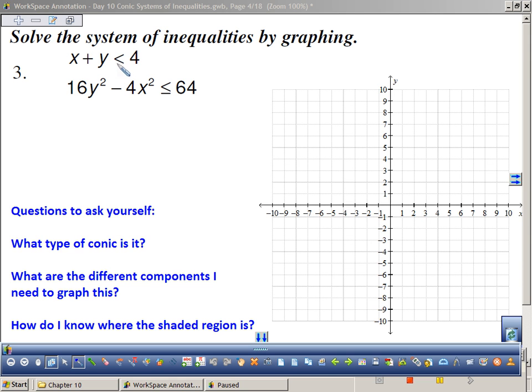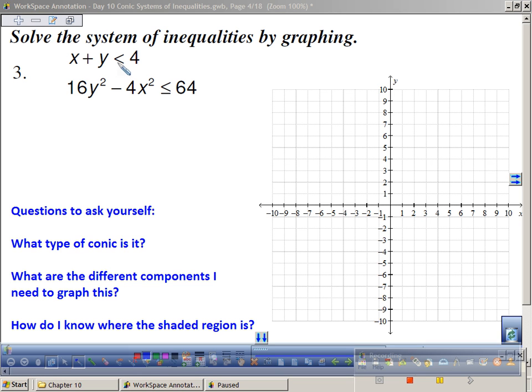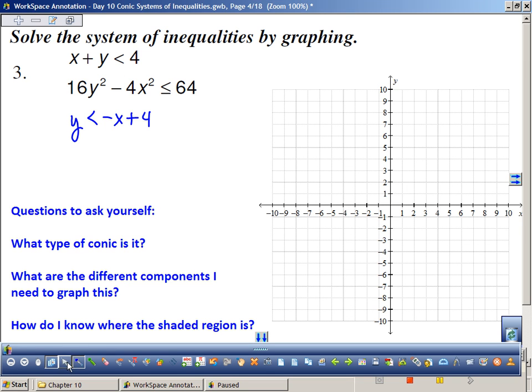That is just a line. Good, who said it? Thank you, Sam. That is just a line. So how could I change that to standard form? I'm sorry, here's our second one. I didn't write that down. How could you change it to look like something that I could graph, Sam? Subtract x. So I would get y is less than negative x plus 4. Does everybody agree?